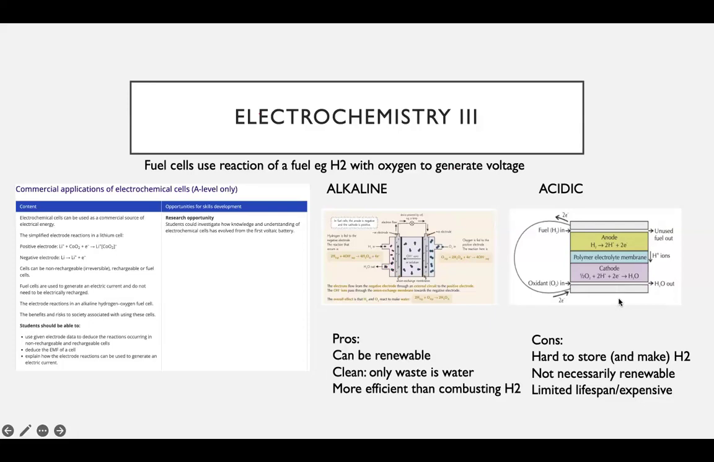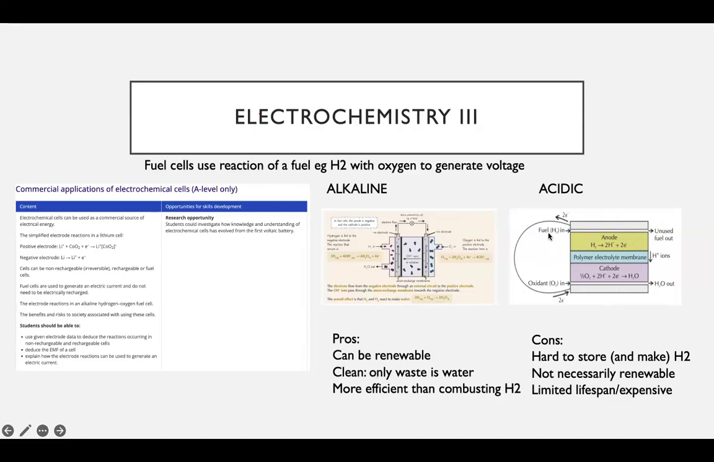Notice that both of them produce water as a product as well. So that's good, obviously. Think about other fuels that you've come across, like burning octane in petrol in cars, which produces carbon dioxide and carbon monoxide, pollutants. If water is your only product, that's a good fuel. So that's an advantage of it. It's also quite an efficient way of generating electricity. You could generate energy if you burnt hydrogen, but it's just less effective. It also can be renewable.